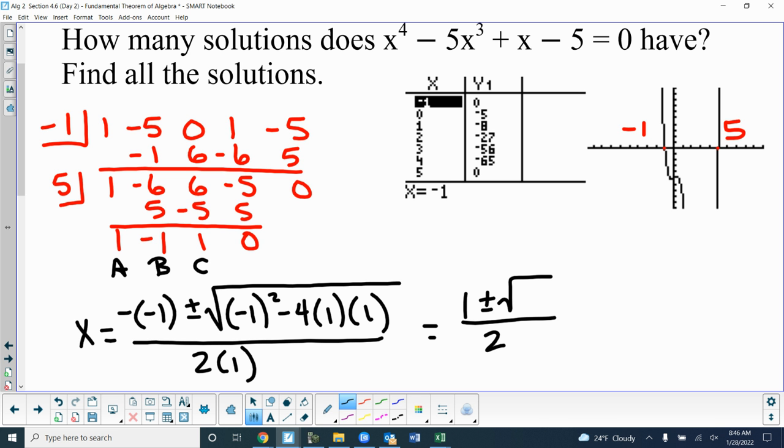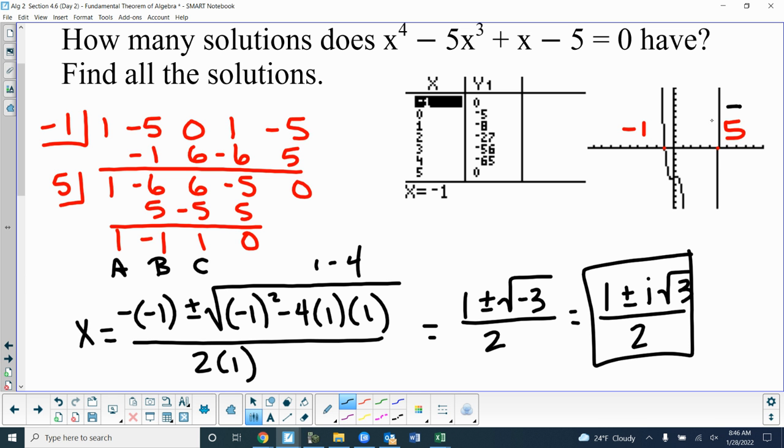-1 squared is 1, and -4 times 1 times 1 is -4, so that's a -3. All right, so the only thing I can do with that radical is pull what outside of it? The i. So there's my other two zeros. 1 plus i radical 3 divided by 2, and 1 minus i radical 3 divided by 2. So here's my 2, 3, 4 zeros. Questions?